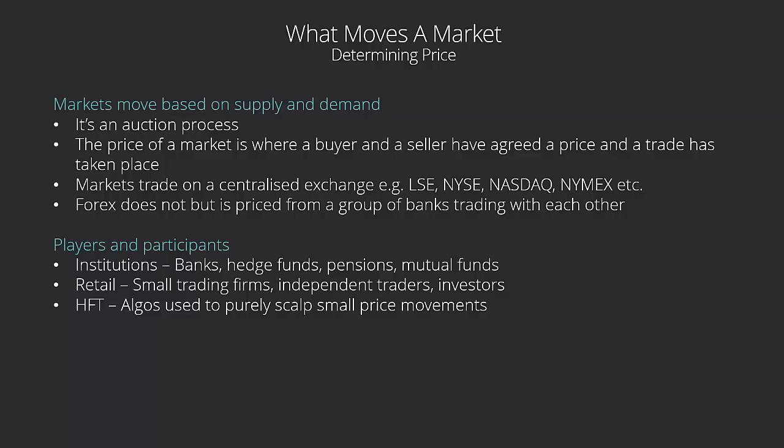Okay, so very quickly, markets move, they're based on supply and demand. And we'll get to this point in a little bit more detail in a second. But fundamentally, it's an auction process. So it's basically where a buyer and a seller have agreed a price. If you had a buyer who was looking to purchase an apple and you've got sellers who are selling apples, the buyer's going to go to one of the sellers and say, hey, I'll buy one of those apples off you for 50p. That is now the price of that particular type of apple, whether Granny Smith, whatever it may be.